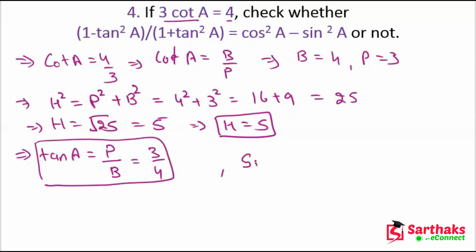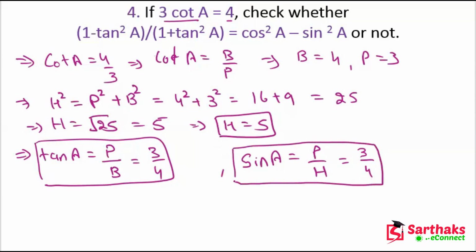And what is sin A? Sin A is perpendicular upon hypotenuse. My dear friends, you have to remember these ratios, because if you remember these ratios, you can solve the question very quickly. So what is perpendicular, which is 3, and what is hypotenuse, which is 5. So this is our sin A.